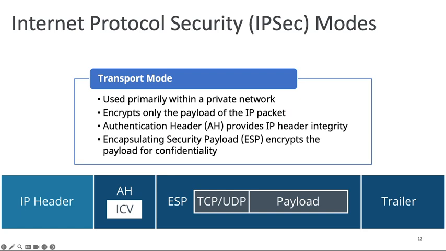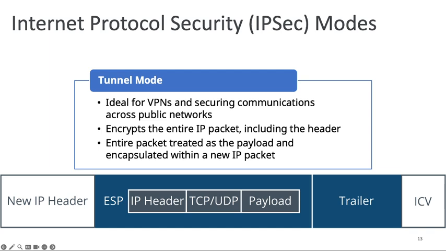There's the transport mode, which encrypts only the payload that is used within the private network, and then there's the tunnel mode, which encrypts the entire IP packet that is ideal for secure VPNs over a public network. In transport mode, as you look over here, just the payload is encrypted using that ESP over here. But there's also authentication that happens on the other end. The tunnel mode pretty much encrypts everything that goes in the tunnel, but not necessarily the actual traffic itself.